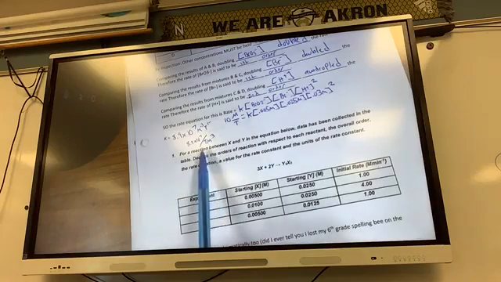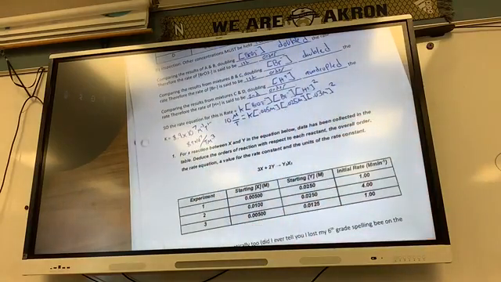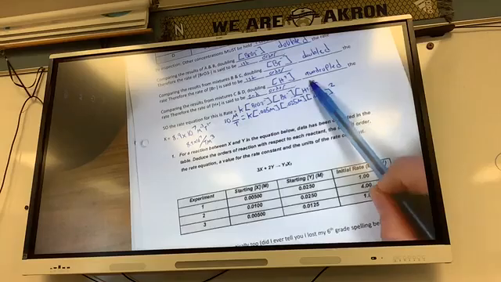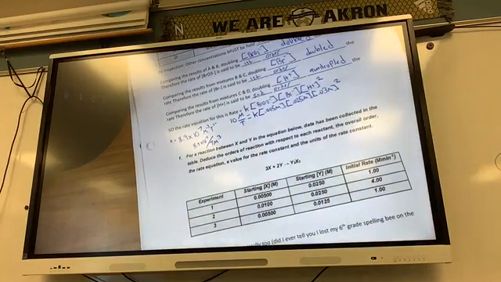Will it always be that? Will it always be this number? For every single trial, you would get the same thing. But it's different for every different experiment, yes. So a different experiment would have a different rate law, different numbers, a different constant, and different units. Are we okay? Yeah. Okay.